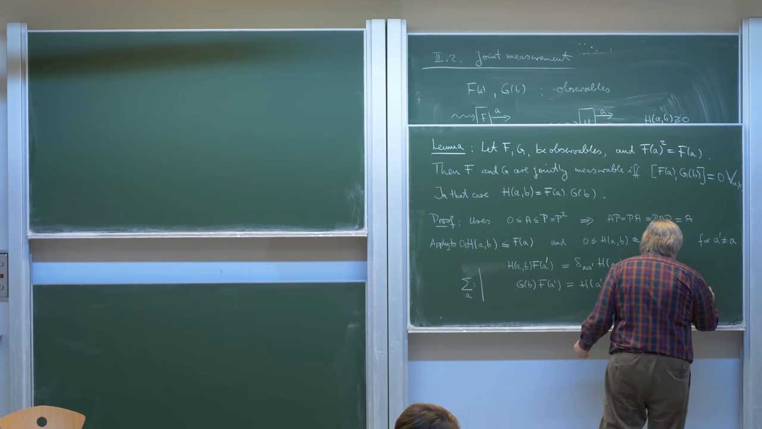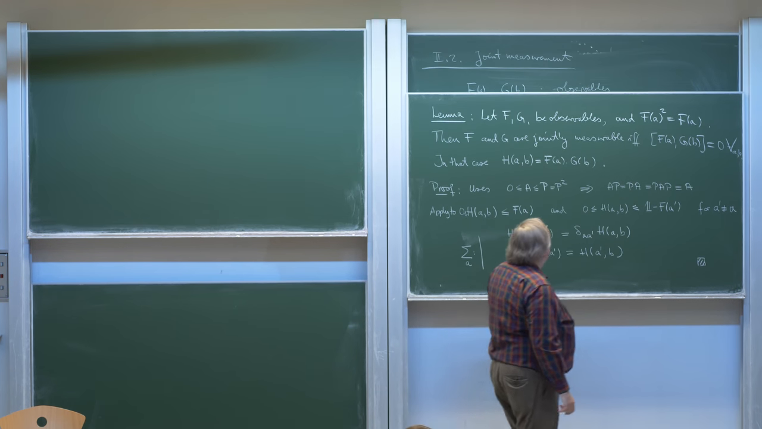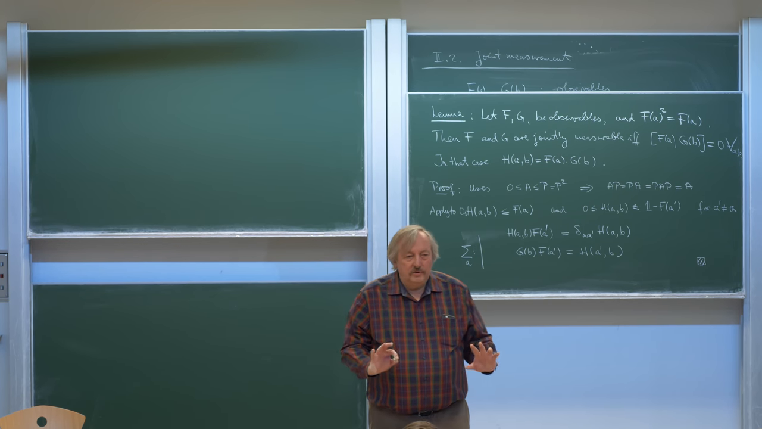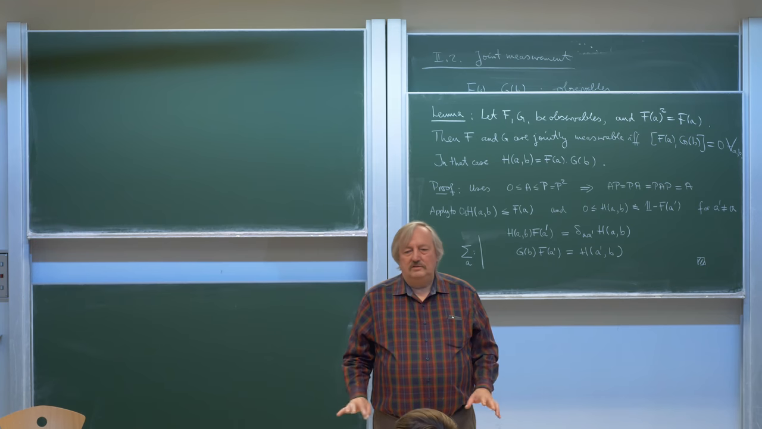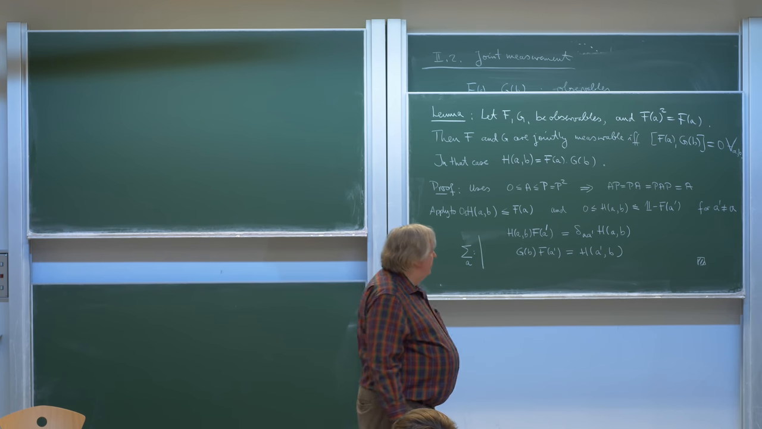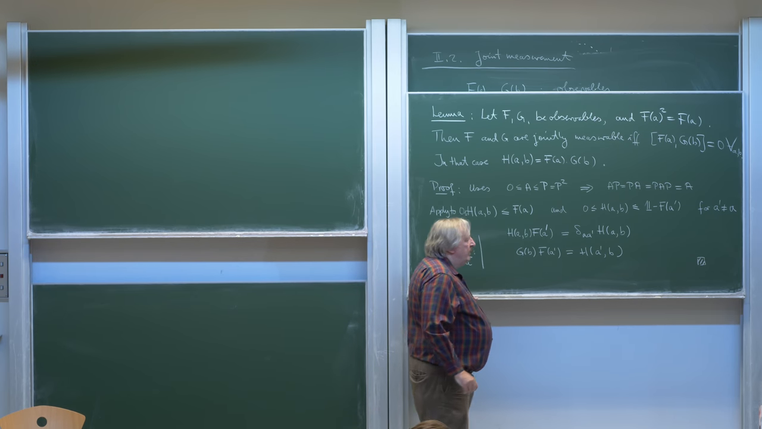So for the case where one of the observables is projection valued, joint measurability just means commutation, and we have a direct formula for what the joint measurement could look like.